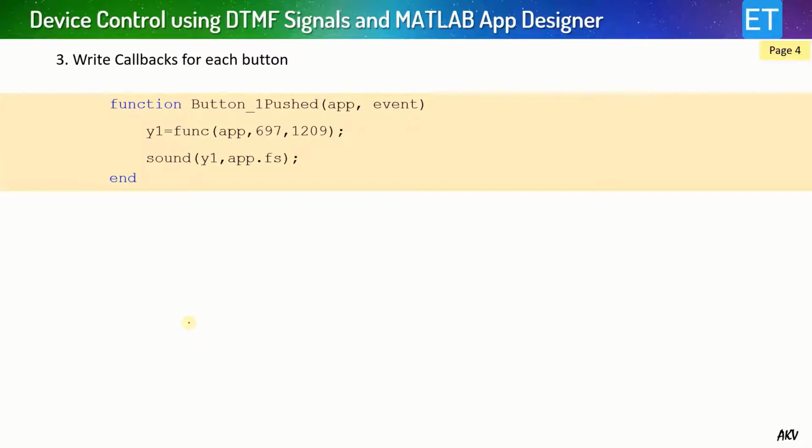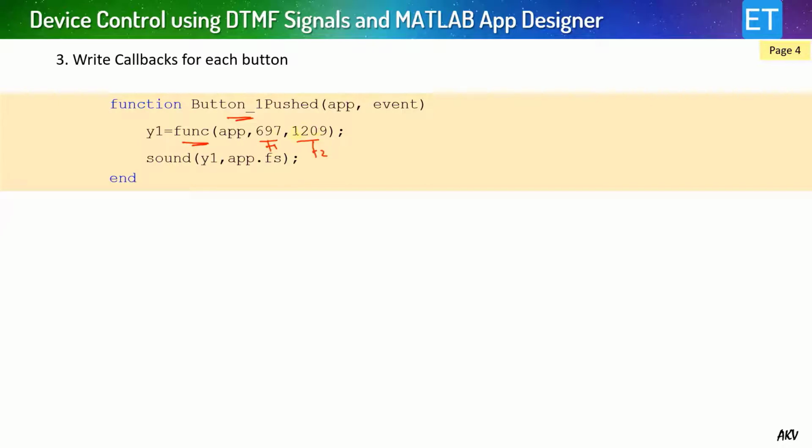And after that, now we have to write the callbacks for each button. So when we press the button, we can generate the corresponding DTMF output. This is the code which you have to insert in the automatically generated MATLAB script. So this is the callback for button 1. Obviously we are calling that helper function whose name was func, and we are passing these two frequencies. So this is your f1 and this is your f2.